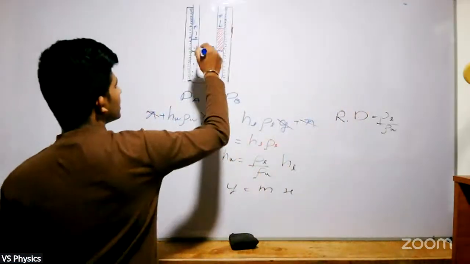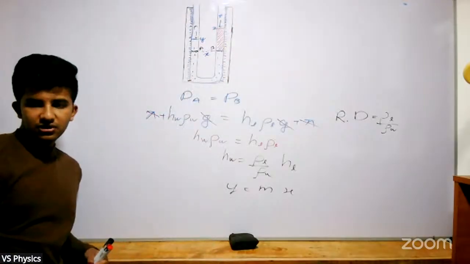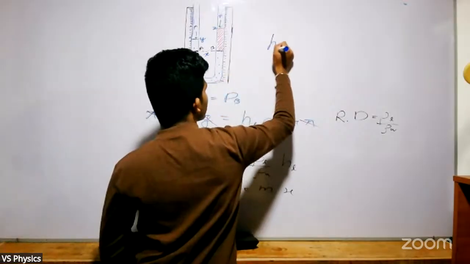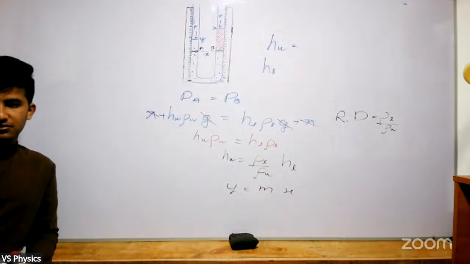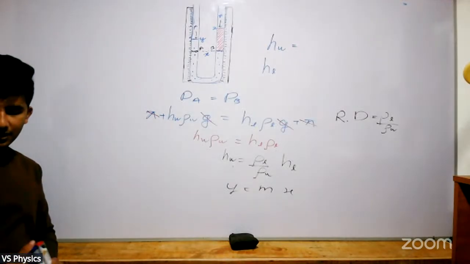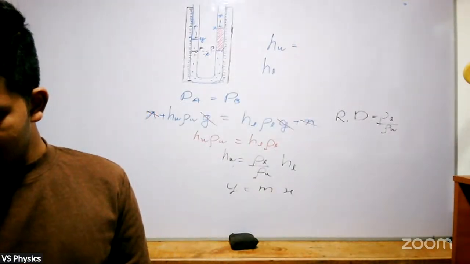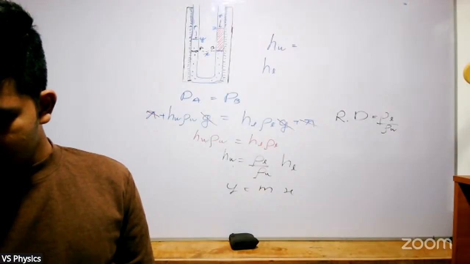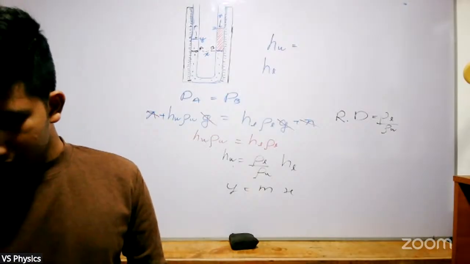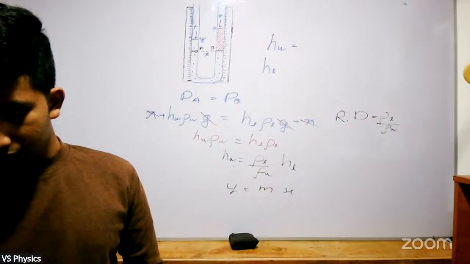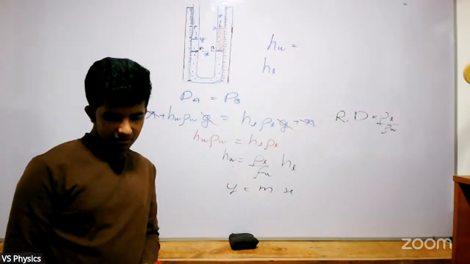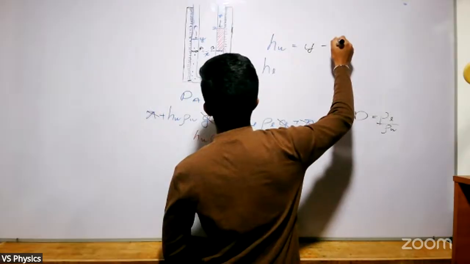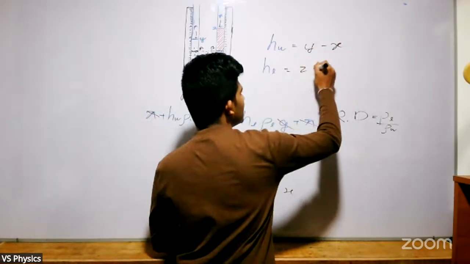So we can say this reading is X, this reading is Y, this reading is Z. So what is H water? H water is equal to y minus x, and H liquid is equal to z minus x. Okay?